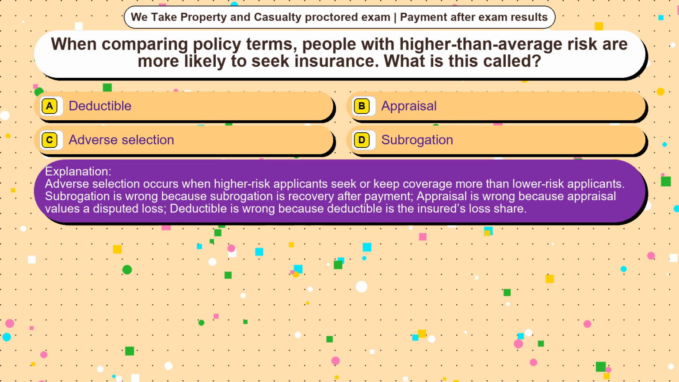Adverse selection occurs when higher risk applicants seek or keep coverage more than lower risk applicants. Subrogation is wrong because subrogation is recovery after payment. Appraisal is wrong because appraisal values a disputed loss. Deductible is wrong because deductible is the insured's loss share.